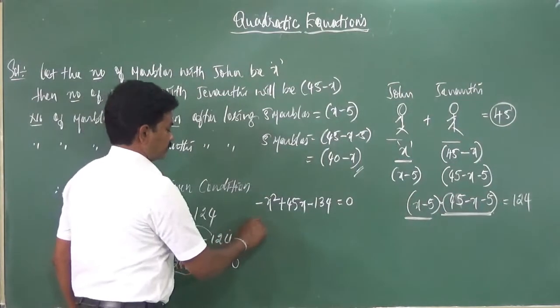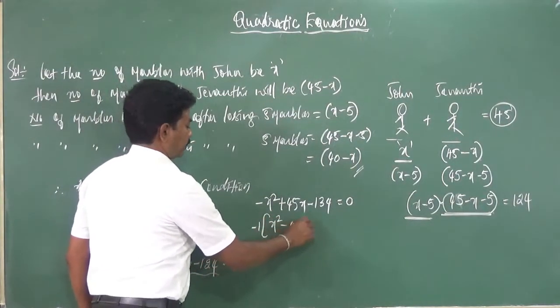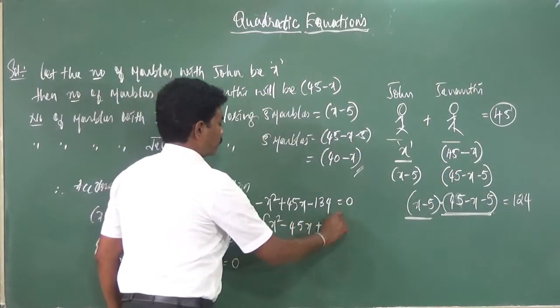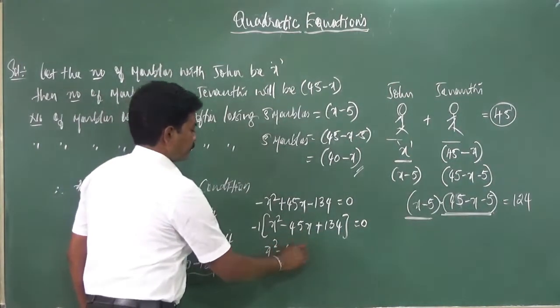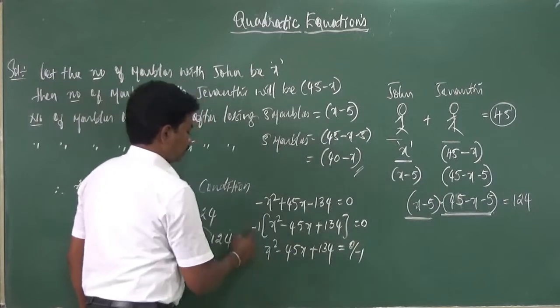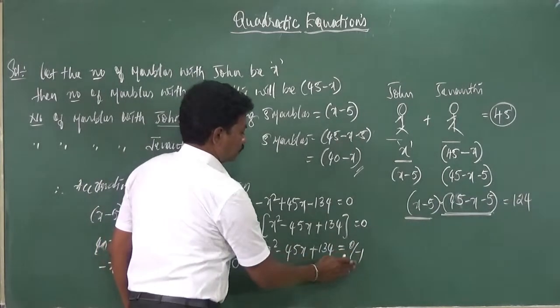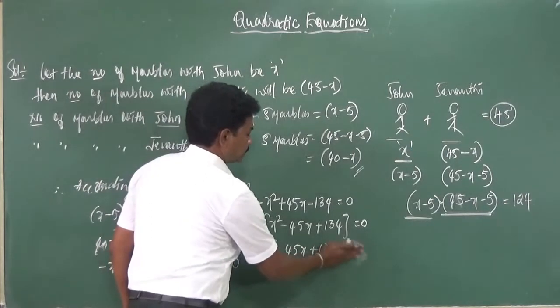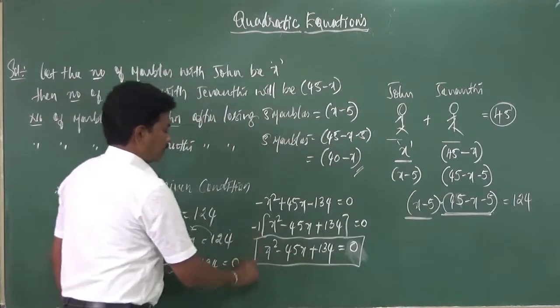So when we take minus 1 as common here, it becomes x square minus 45x plus 134 is equal to 0, so x square minus 45x plus 134 is equal to 0 by minus 1. So this minus 1 goes to the denominator, and 0 by any number is 0 itself. So here this is the required quadratic equation.